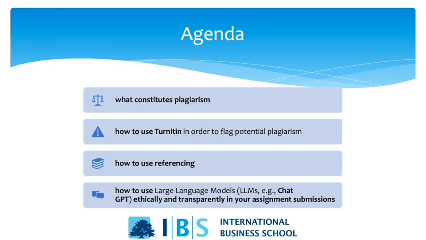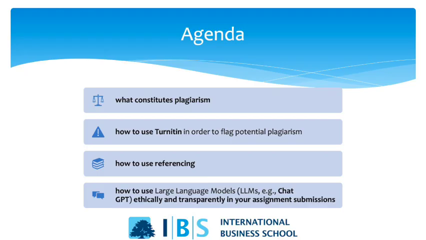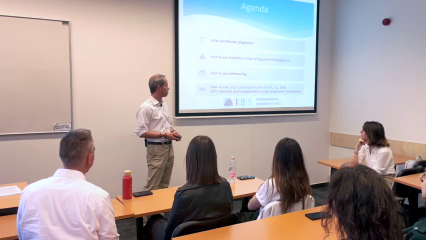Then we are going to have a look at how to use the Turnitin report, what the Turnitin report is and how to use it in order to flag any potential plagiarism cases. Then we'll briefly mention how to use referencing. And finally, the evergreen question, how to deal with the AI. So how to use large language models, for example, ChatGPT, ethically and transparently in your submissions.